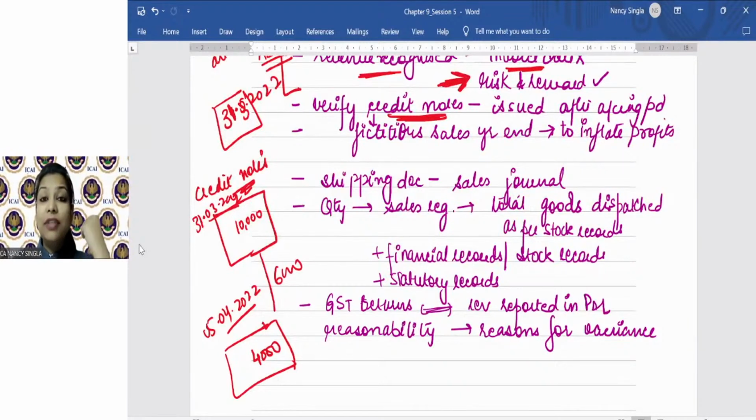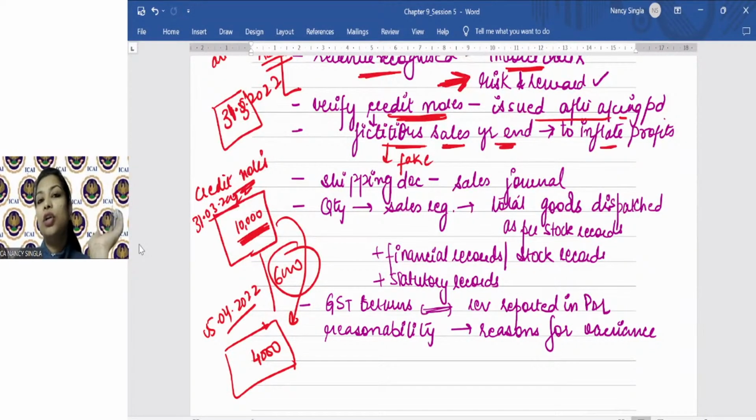सो देखा जाए इफ द मैनेजमेंट हैज द इंटेंशन टू मैनिपुलेट द सेल्स, ये क्या है कि एक्चुअल में तो 6,000 के ही सेल्स थे, है ना? बट इन ऑर्डर टू इन्फ्लेट 10,000 का इनवॉइस रेज कर दिया गया एंड लेटर ऑन 4,000 डिडक्ट कर दिए गए कि नाउ यू हैव टू पे ओनली व्हाट 6,000, है ना? सो वेरीफाई द क्रेडिट नोट्स इशूड आफ्टर द अकाउंटिंग पीरियड इन ऑर्डर टू वेरीफाई द फिक्टिशियस, क्या होता है? फेक sales at the year end in order to inflate the profits. Shipping documents and sales journal को check करो.